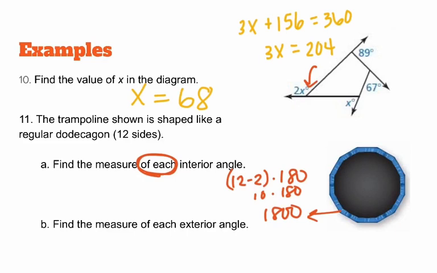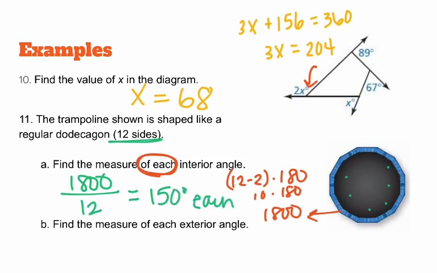Now, to find each of the angles, think about it. What would I have to do if 1800 is the total? Well, there are 12 angles on the inside here, 12 of them. So I would take 1800, my total, and divide it by 12. Well, 1800 divided by 12 means each of those angles, and we can kind of see that in this trampoline, is 150 degrees. They're all obtuse angles.